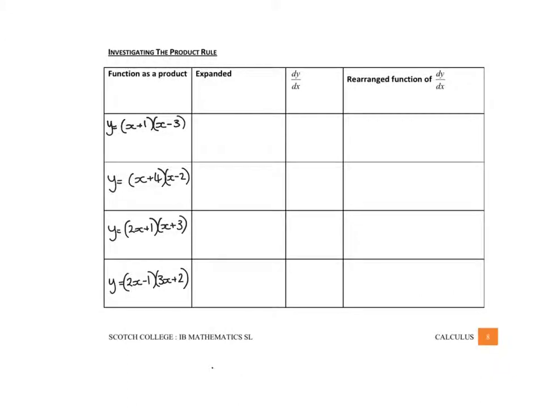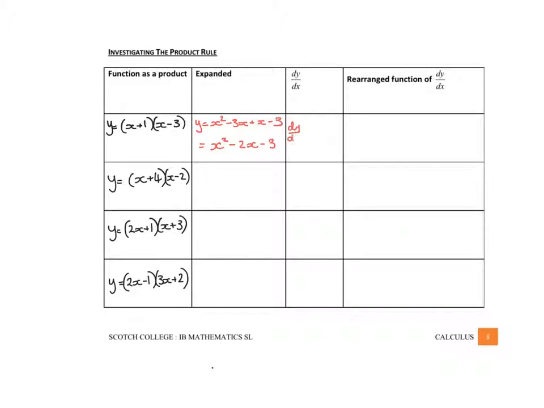We're going to have a go at filling in this table to investigate the product rule when differentiating. So we've got some functions listed there in the left-hand column. What we're going to do firstly is to expand them. So if we expand out this first one, we would get x squared, then we'd get minus 3x plus x minus 3. So that would simplify just to be x squared minus 2x minus 3, which maybe you would do in one line. Then we would differentiate that.